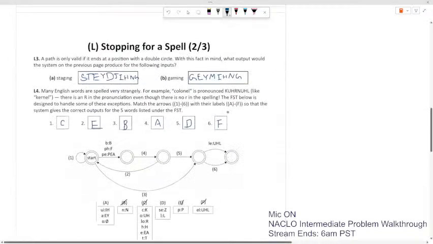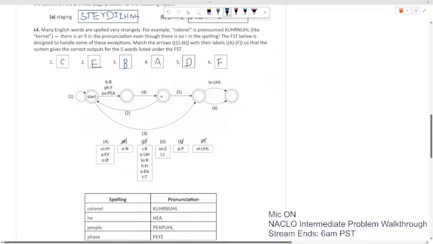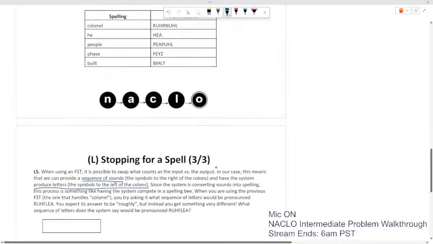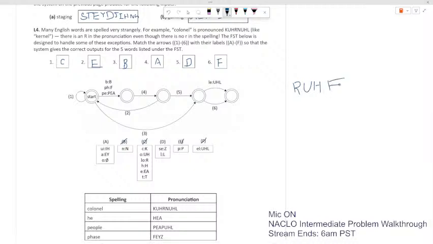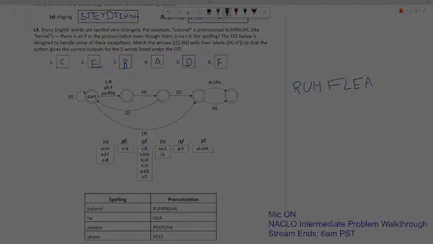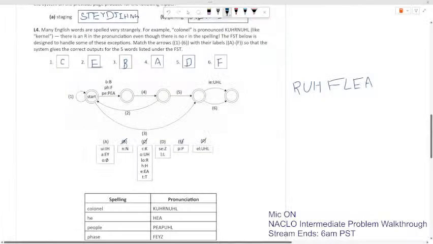So we need to swap it, I think. So we have roughly as our input, and we're inputting it here. Let's actually move the letters to their places here. Boom.